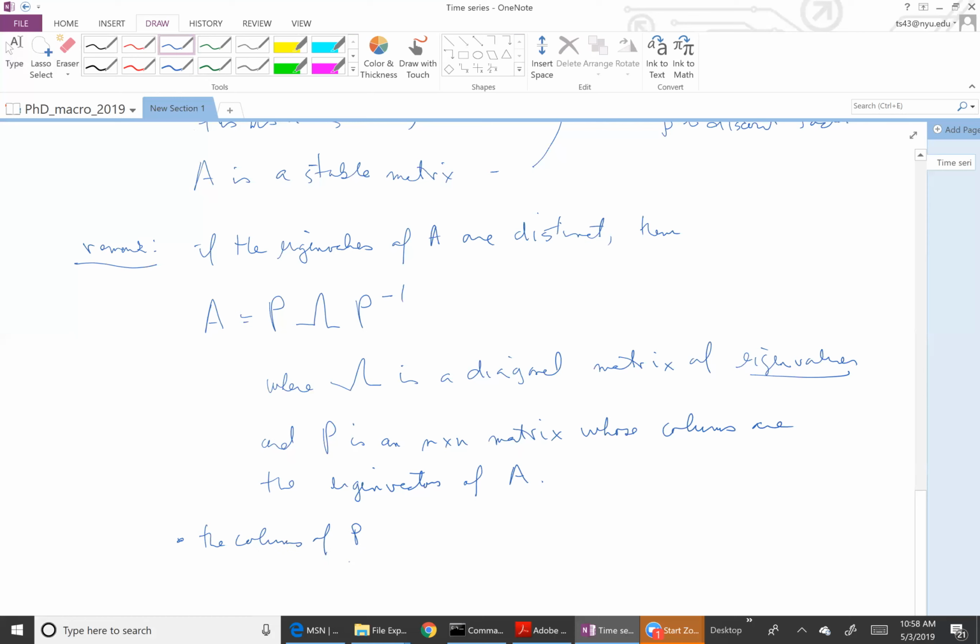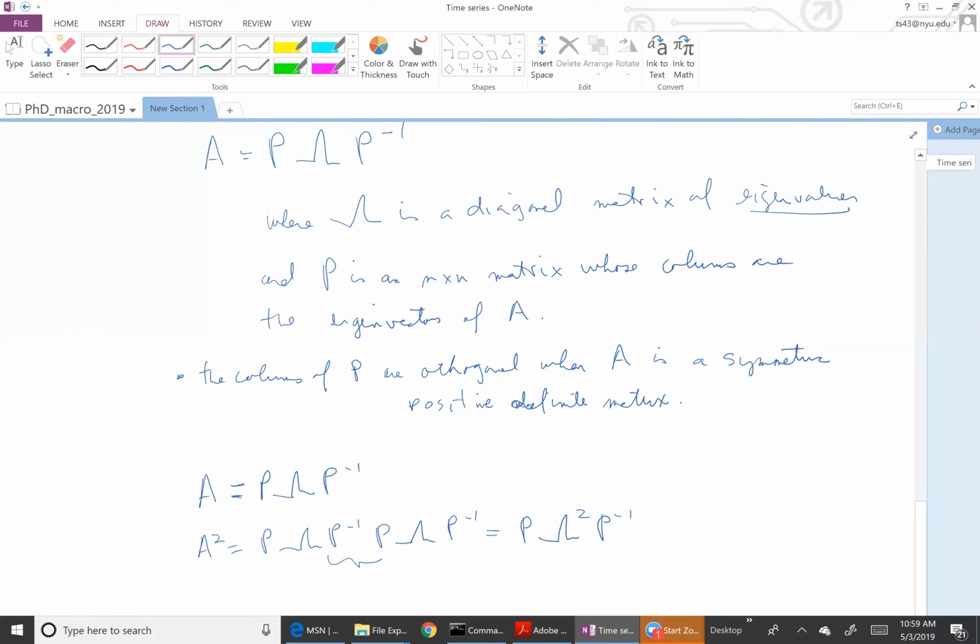When A is a separate positive definite matrix, we'll use that later. It's a theorem from linear algebra that we're going to find useful. So if we have A equals P lambda P inverse, then we can compute A squared. Well, that's equal to P lambda P inverse, P lambda P inverse, which, since the middle is the identity, is equal to P lambda squared P inverse.